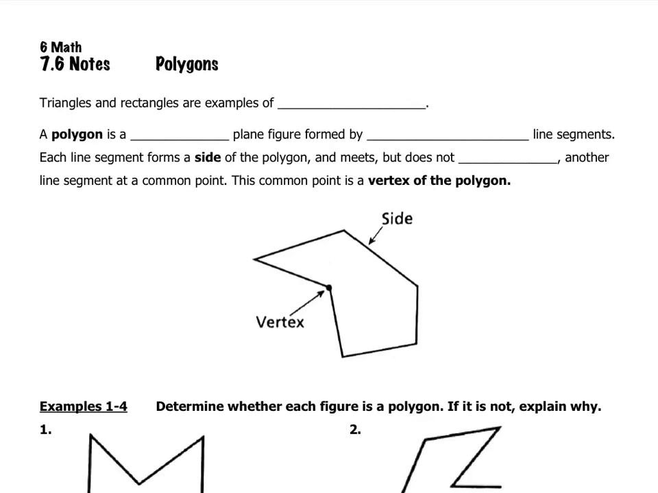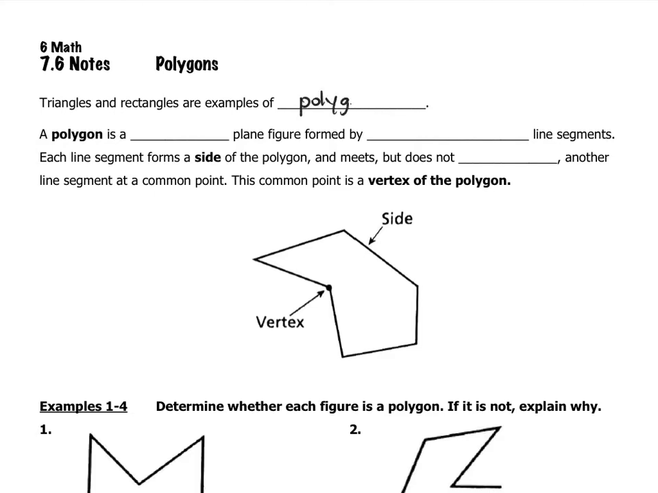Hey there, 6th grade. In this next video, we're going to talk about polygons. You've been working with polygons since you were very, very little. In fact, probably in preschool and kindergarten, you were using polygons and you didn't even know it. For example, if you've ever used or made triangles and rectangles, those are examples of polygons.